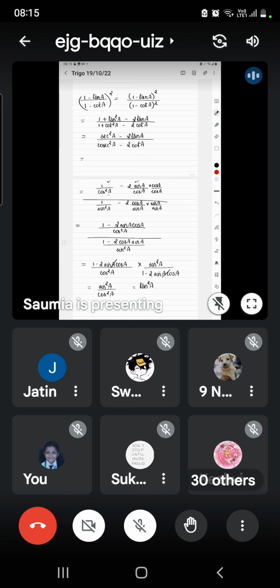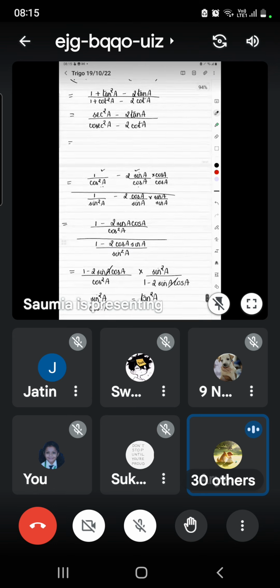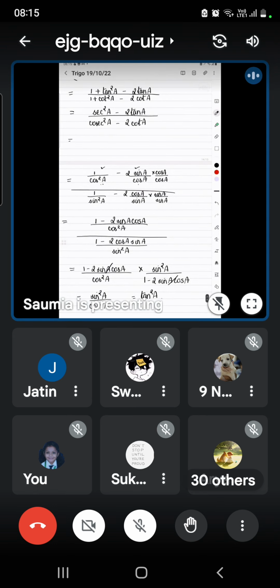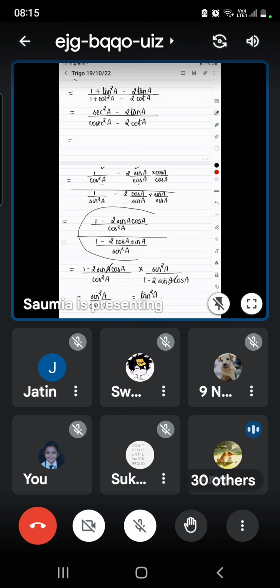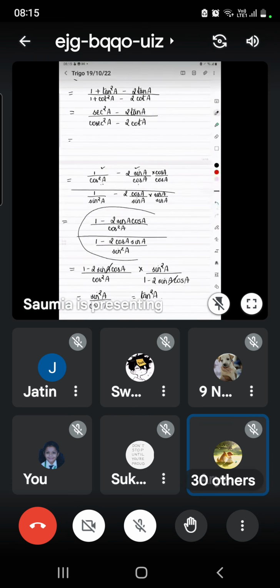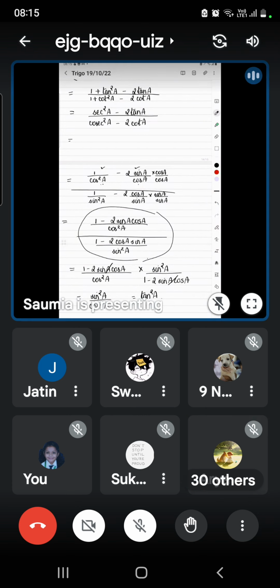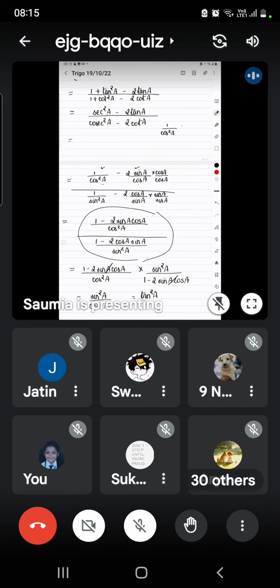Ma'am, have you got that 1 minus 2 sin A cos A by cos square A? Which step? Ma'am, third last, that one. This one? Okay. See, here I have a numerator. Look at my numerator. My numerator is this. Correct? I have two fractions.